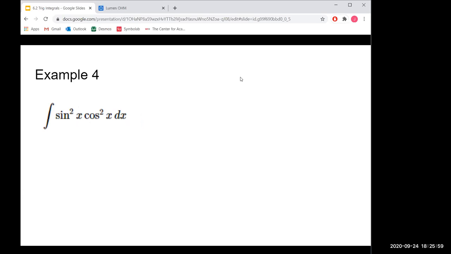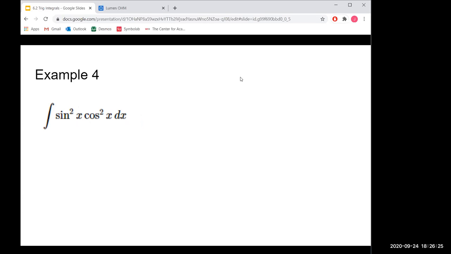Let's see. Okay, so here we have an example where both exponents are even. So I guess we're screwed here. Well, this is the next example, so let's try doing it. This is the integral of sine squared of x times cosine squared of x.